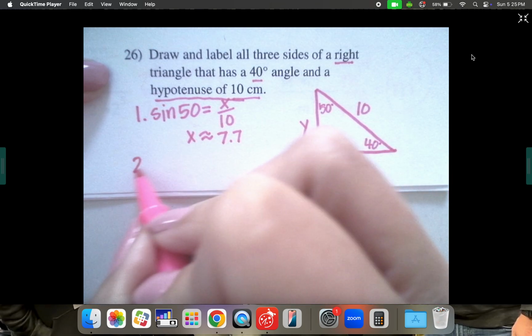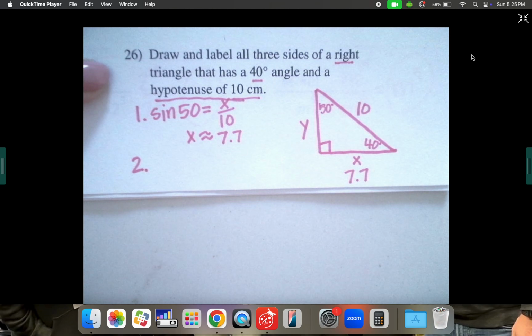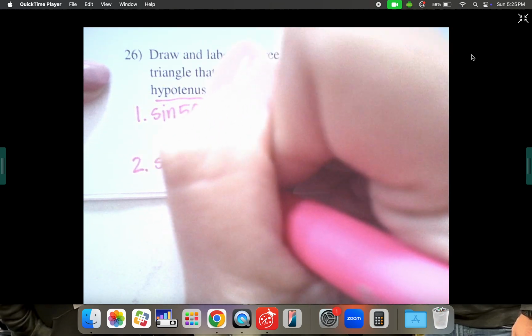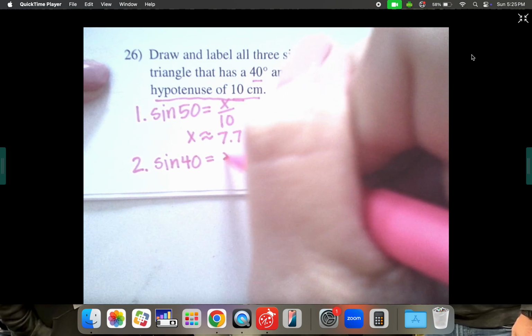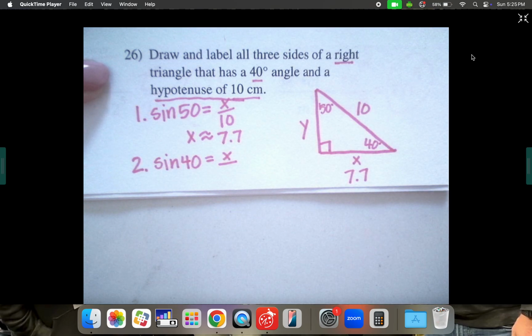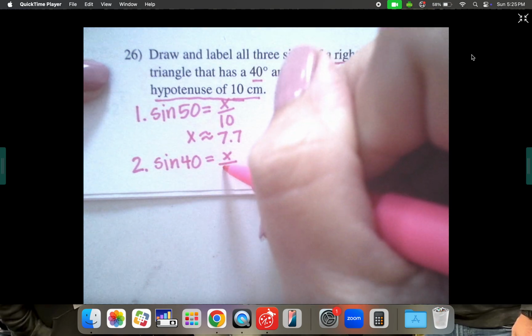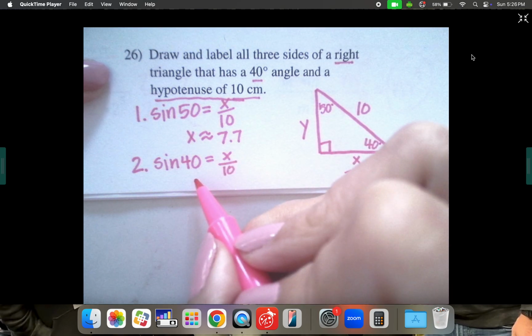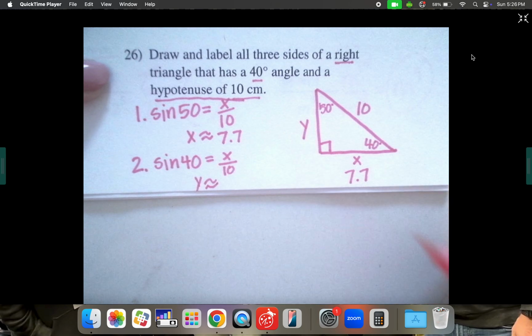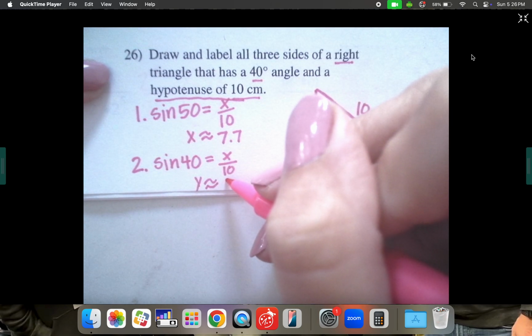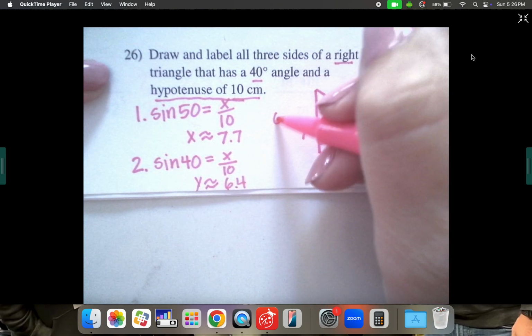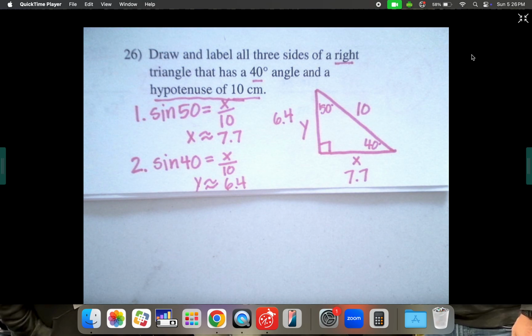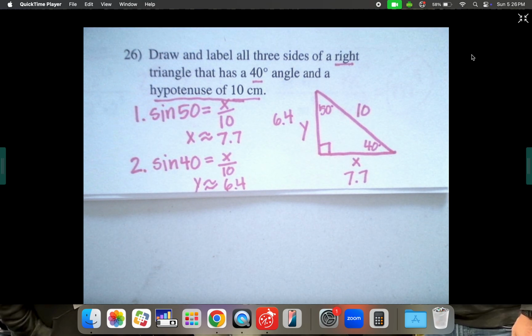Okay, and then the second step, you could use whatever trig ratios you want. I used sine again. So I went with sine of the 40-degree angle this time because it put x on the numerator. So I didn't have to switch it all around, and it still used 10 as the hypotenuse. So multiply both sides by 10, and that left me with y of about 6.4. So double check that you guys got that too. And if you have any questions, be sure to ask me about them.